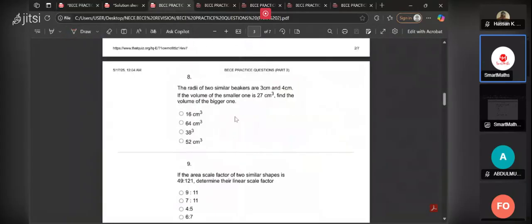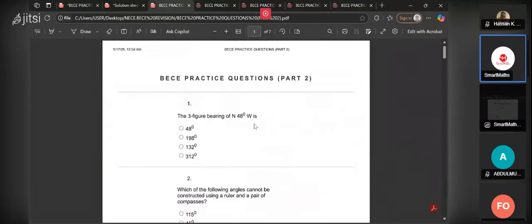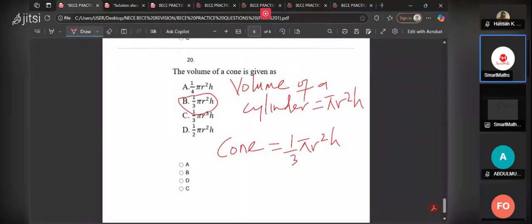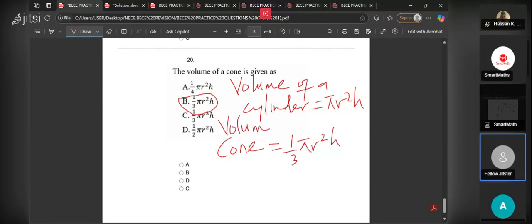We go to part 2. So here is part 2. Here we also have bearing. Now, the three-figure bearing of this. We have two types of bearing: compass bearing and three-digit bearing. Sir, please, the last question. Yes, what happened? You want to copy? Okay. So that is volume of cylinder and volume of cone. Okay, sir, I'm done. All right, good.